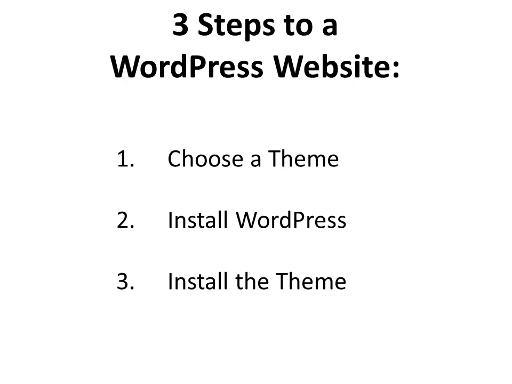So now we're going to run you through the 3 steps to easily create a website with WordPress. Step number 1 is to choose the right theme. The next step is to install it. And the last step is to install the particular theme that you want to use.